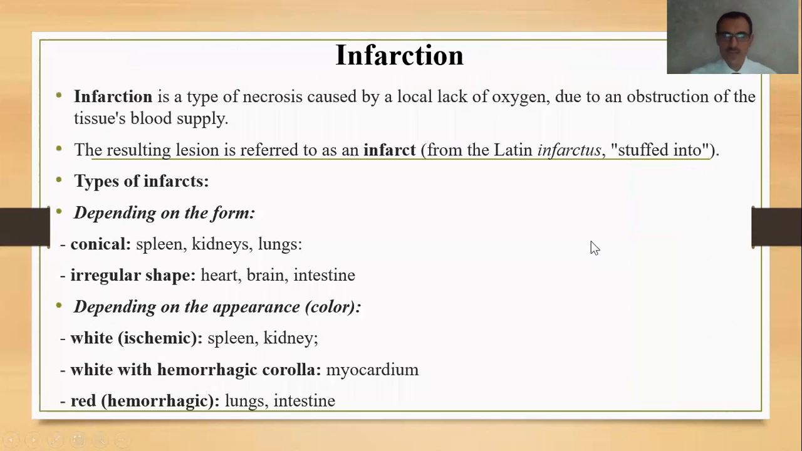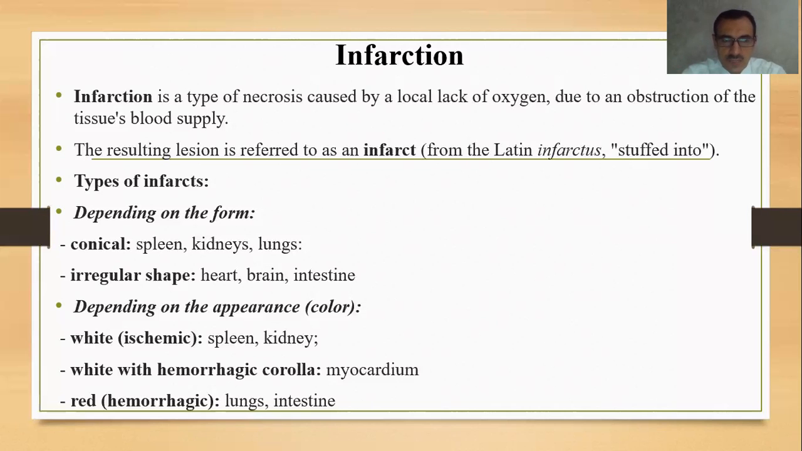And finally, the final type of the clinical morphological types of necrosis is infarction. Infarction is a type of necrosis caused by a local lack of oxygen due to an obstruction of the tissue's blood supply. The resulting lesion is referred to as an infarct, from the Latin infarctus, meaning stuffed into.